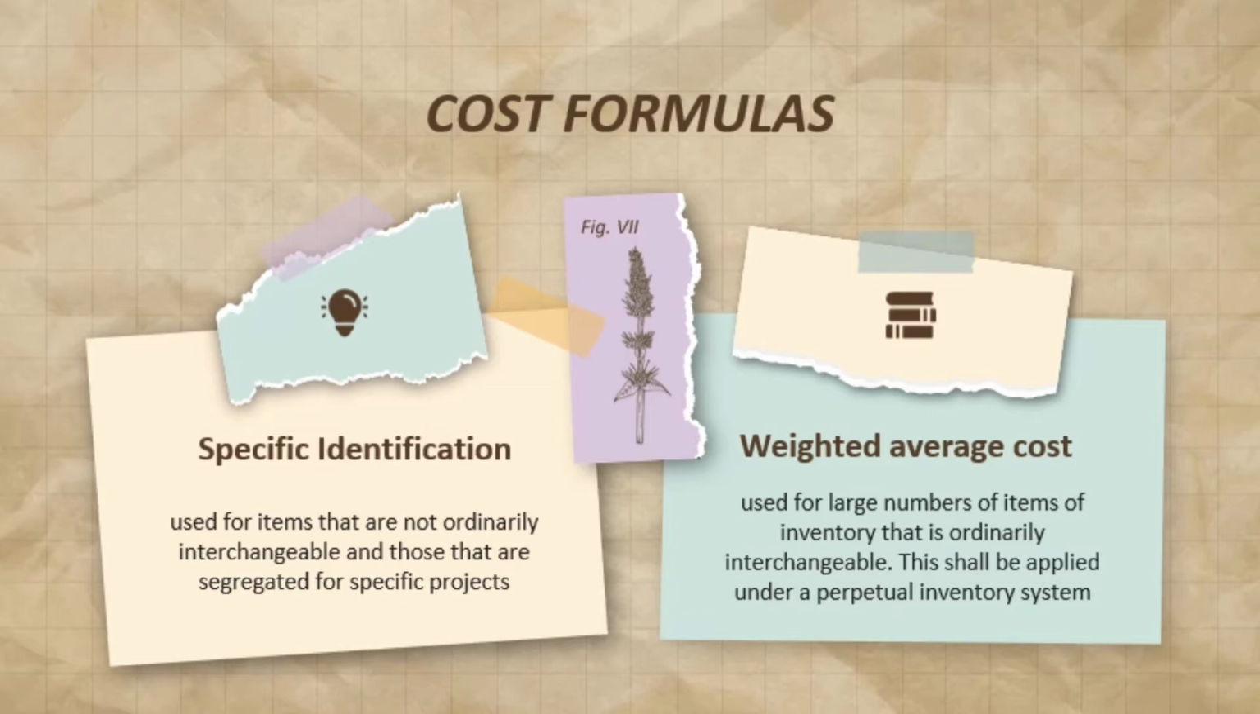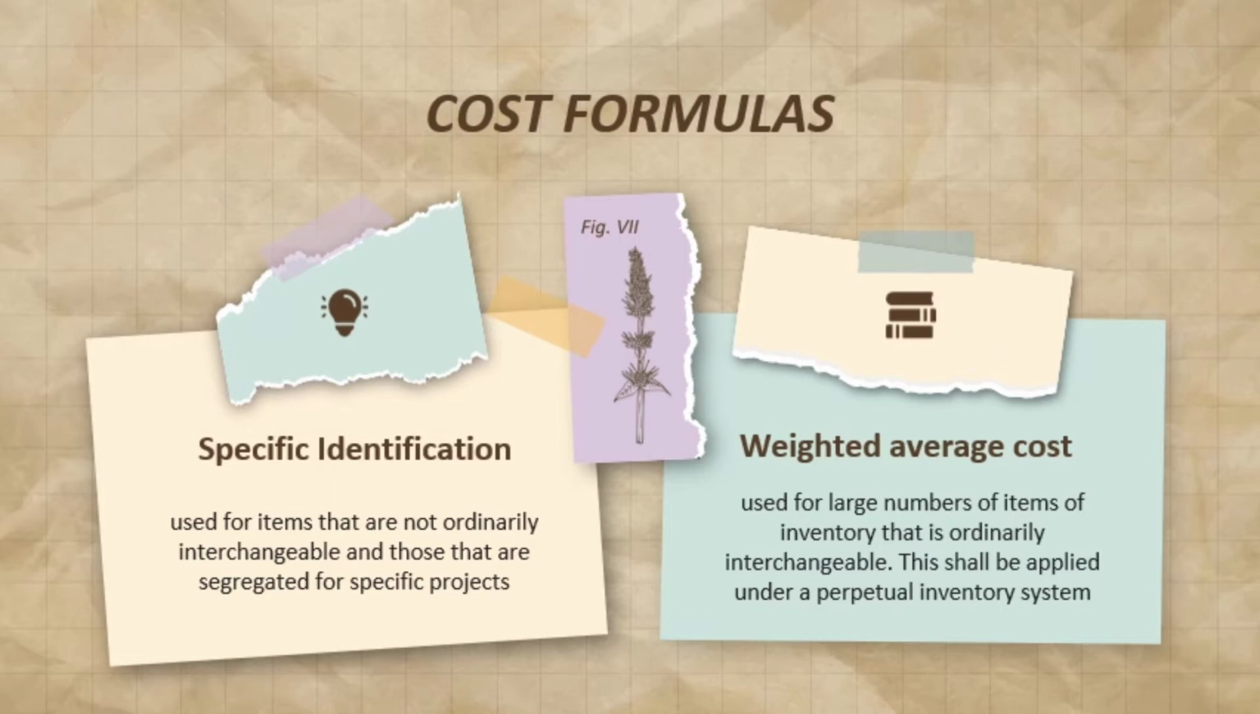Diba sa PFRS, meron tayong specific identification, meron tayong FIFO or first in, first out, meron din tayong weighted average method, and meron ding average method. Sa government, ang ginagamit na cost formulas are dalawa lang. Namely, yung ating tinatawag na specific identification and weighted average cost.